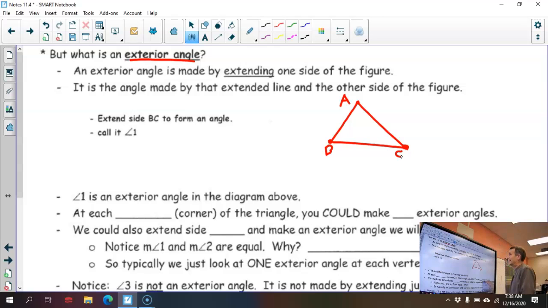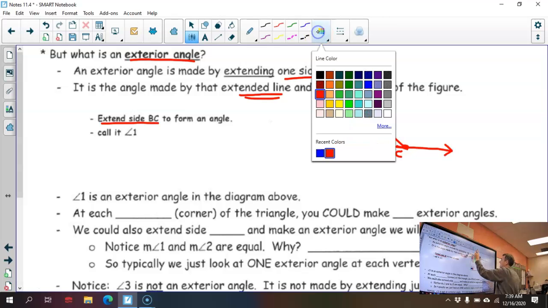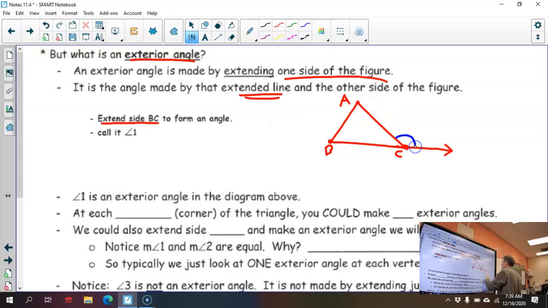And I'm going to make an exterior angle. It is made by extending one side of the figure. It is the angle made by the extended line and the other side of the figure. So we're going to take this triangle and extend side BC. BC is the bottom. I'm extending it, and I have made an angle here. I'm going to put it in a different color just for the heck of it. I have made this angle right here, which I'm going to call angle 1.